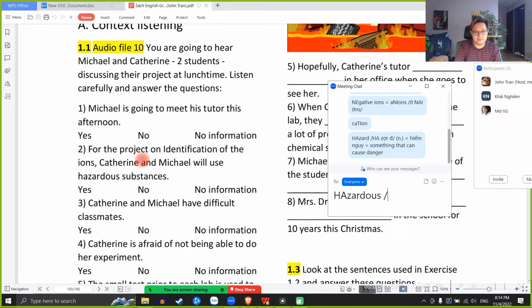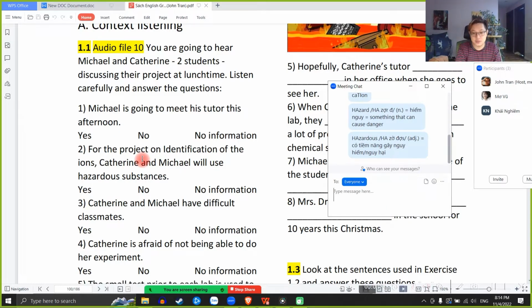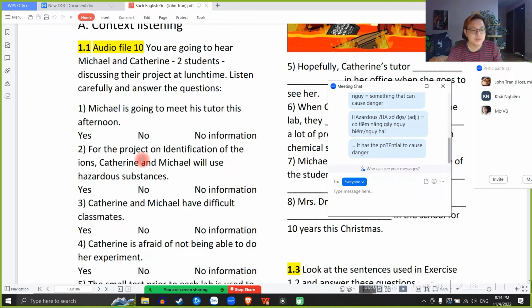So we have the word hazardous. Hazardous means có tiềm năng gây nguy hiểm, hoặc là nguy hại, có tiềm năng gây nguy hại. It has a potential to cause danger, có tiềm năng gây nguy hiểm. So we have hazardous substances. Những hợp chất, những chất độc hại, những chất có hại, hoặc là có thể gây hại. So hazardous substances. Cho cái project về sự phân định ion thì Catherine và Michael sẽ phải sử dụng những cái hóa chất có tiềm năng là gây độc hại. Yes, no or no information.